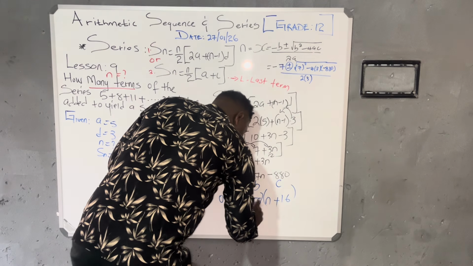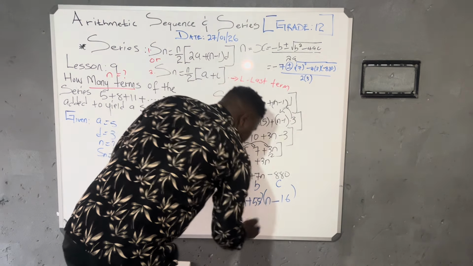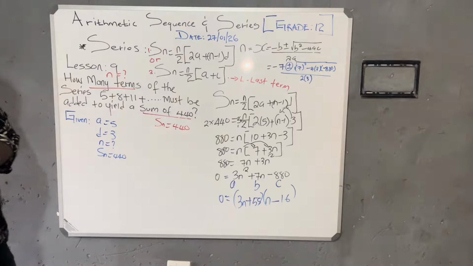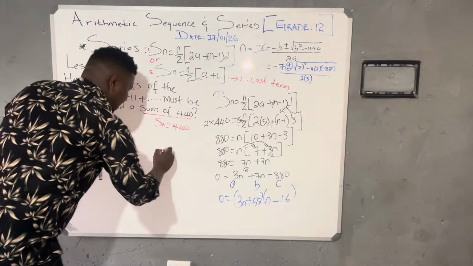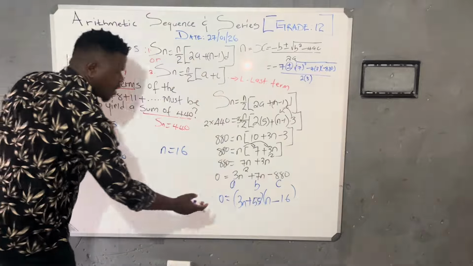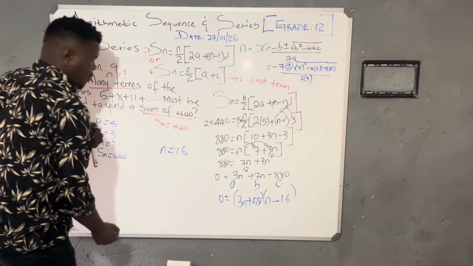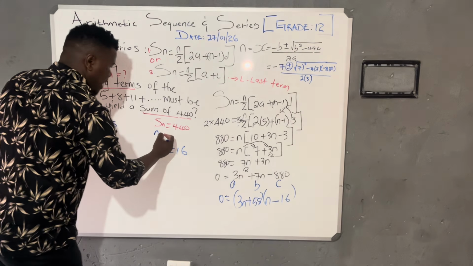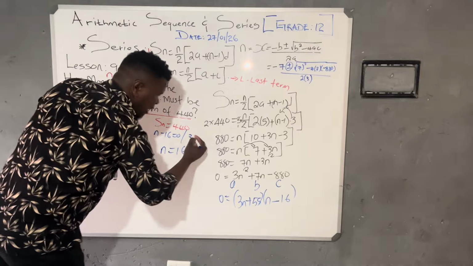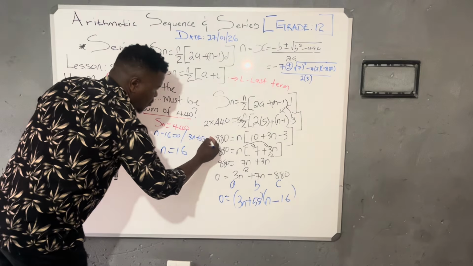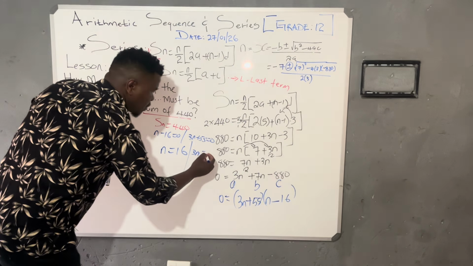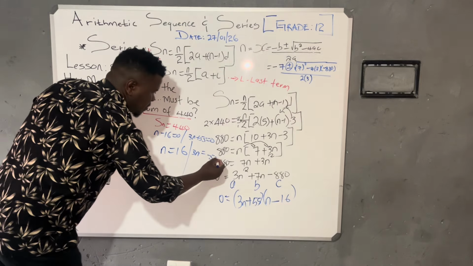Now let me double check. Yes, I switched them around. So in this case, we know that we're going to get n equals 16. If you transpose this, remember, we can separate and equate them to 0, meaning this comes from n minus 16 equals 0. Separately, 3n plus 55 is also equal to 0. Now, when you transpose 55, it's going to be negative 55.